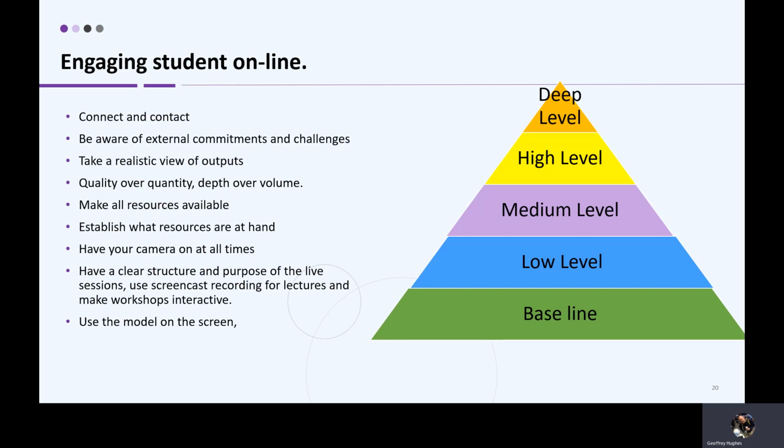Make sure students have access to everything that they need from an online platform. And then when you deliver, have your camera on at all times, so that the students can see that actually there is someone there. It is a real person that's delivering this session. It's a human being. And make sure there's a clear structure and a clear purpose. As we mentioned before, keep going back to that purpose.